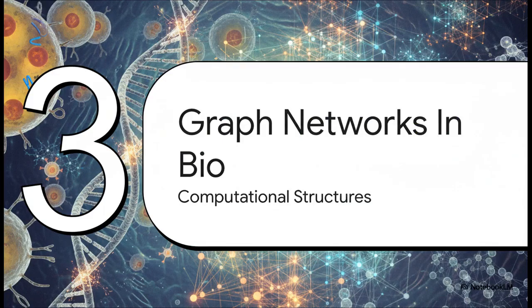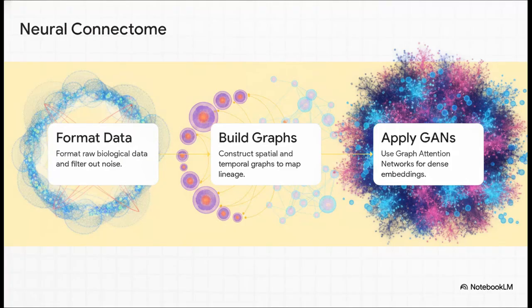Moving right along to Section 3, Graph Networks in Biology. Now, we transition from physical structures to computational ones, stepping into the wild realm of hypergraphs. How do we track and simulate something as mind-bogglingly complex as the neural development of an embryo? Well, we build an emergent neural connectome, and we do it in 3 highly structured, action-oriented steps. Step 1, we format the raw biological data and filter out all the noise. Step 2, we construct spatial and temporal graphs.